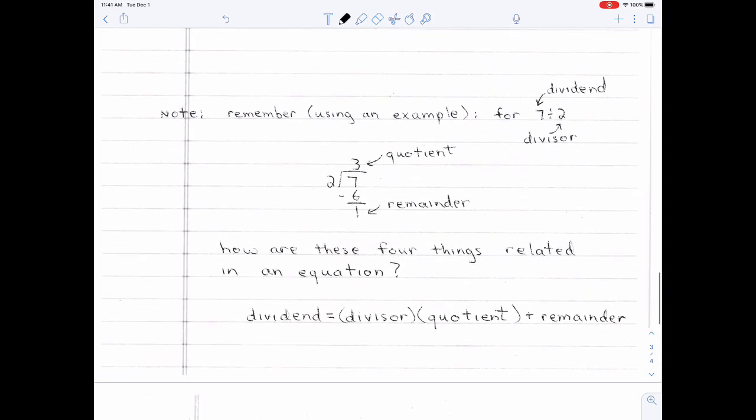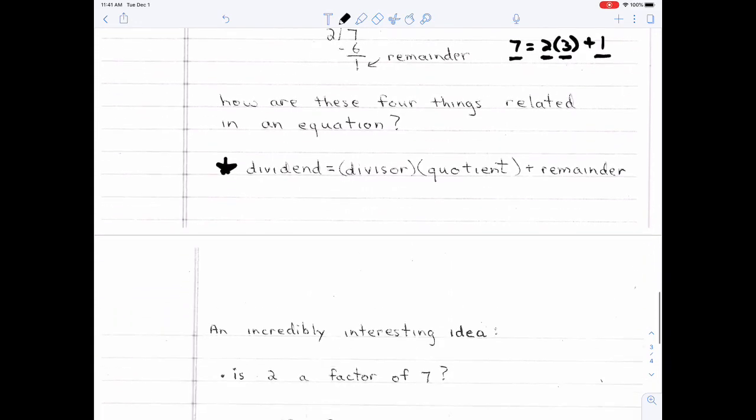we could say this. Well, 7 is equal to 2 times 3 plus 1, right? Hopefully that's obvious. So what are we saying? The dividend is equal to the divisor times the quotient plus the remainder. Okay, and that's all this statement here says, that the dividend is equal to the divisor times the quotient plus the remainder. Okay? All right, one last thing.